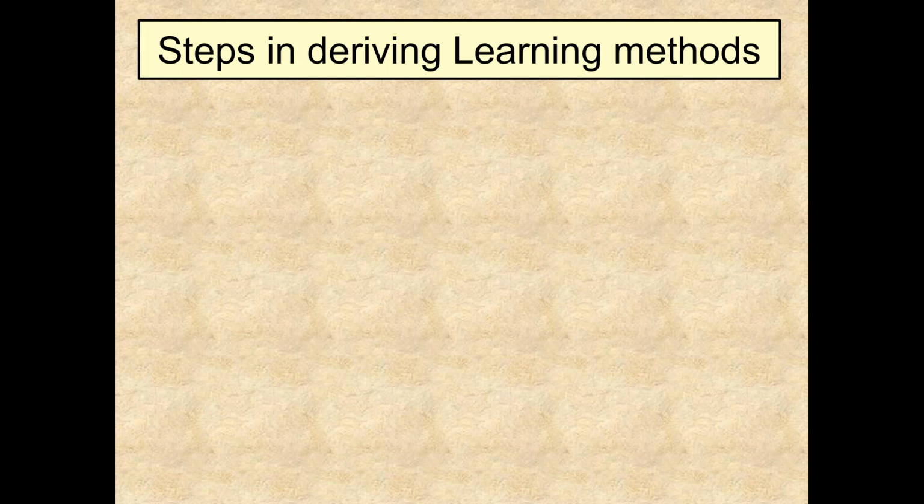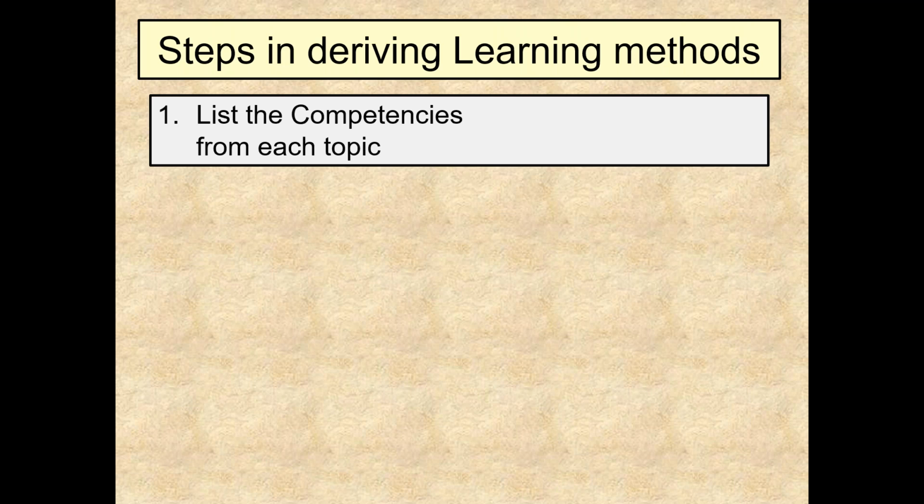Okay, having said all this, now we will go into the core topic of today. That is how we are going to derive the learning methods. First thing, the list of competencies from each topic. It is given in volume 1, and we know that we have got a set of competencies for anatomy.